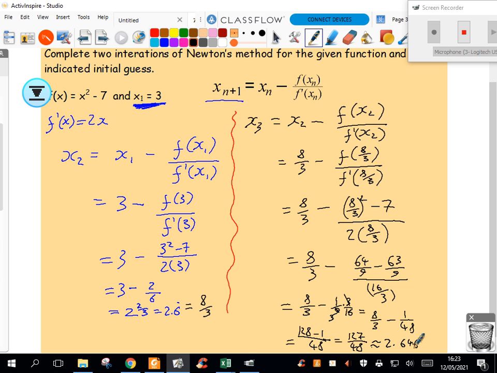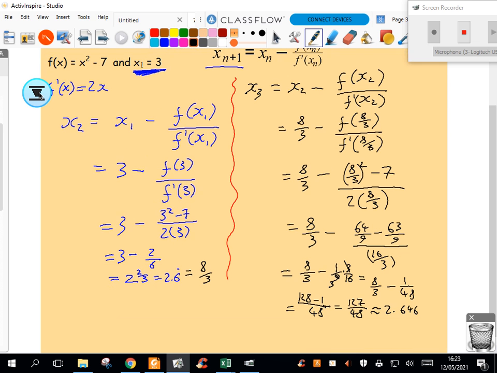Now, if you put in the actual root, and I really encourage you to do this, the actual root of this, which we know is root 7, is approximately 2.646 if I round to 3 decimal places. So even after just 2 iterations there, we found a value that's extremely close to the actual root, which is 2.646.